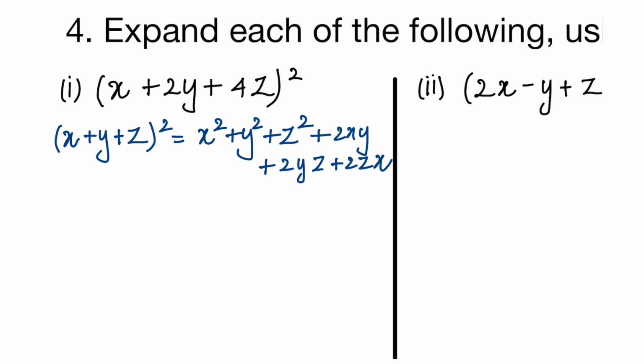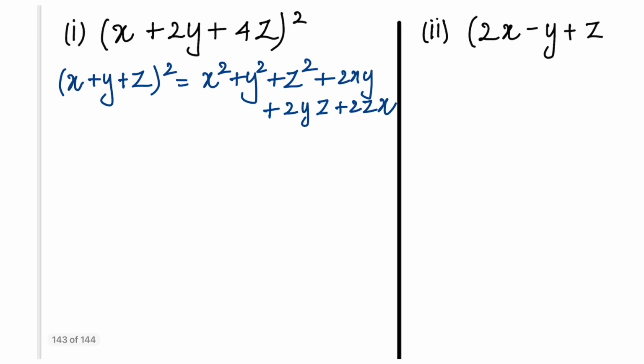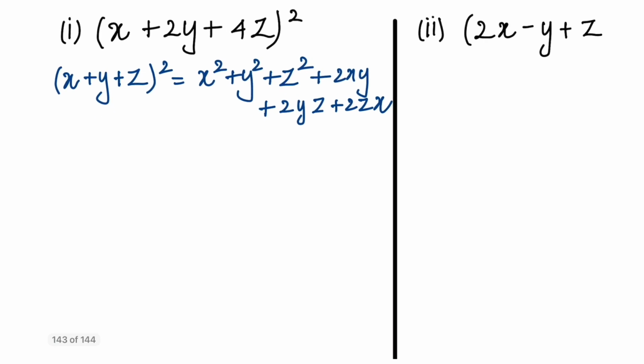Okay, now we are just going to apply these values, x in terms of x, 2y instead of y and 4z instead of z, in this identity, and with that you can expand it easily. So x squared is going to be x squared itself, and we have y squared, so that is 2y the whole squared, plus z squared is 4z the whole squared.